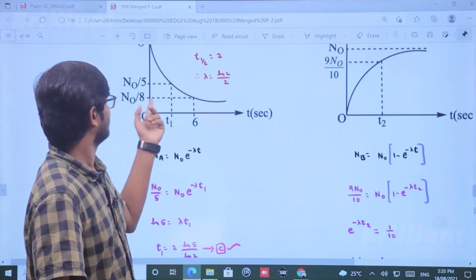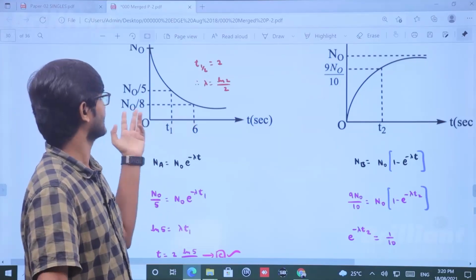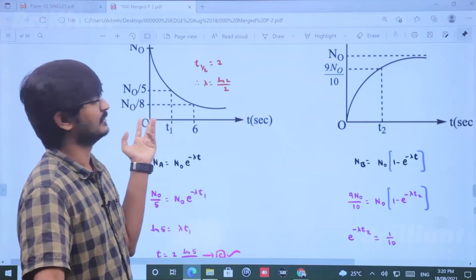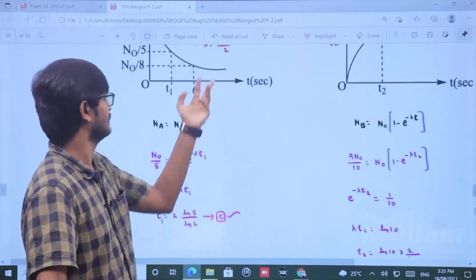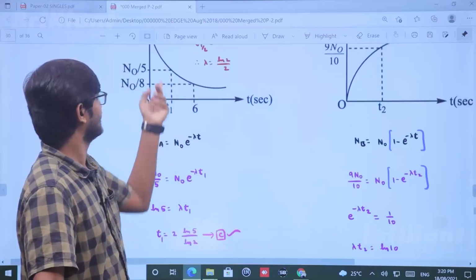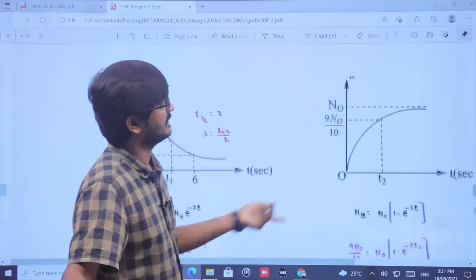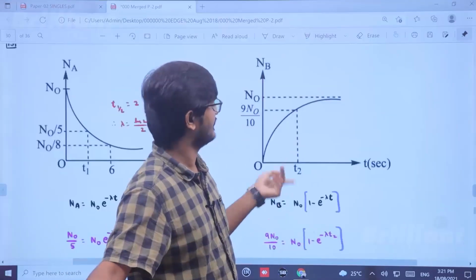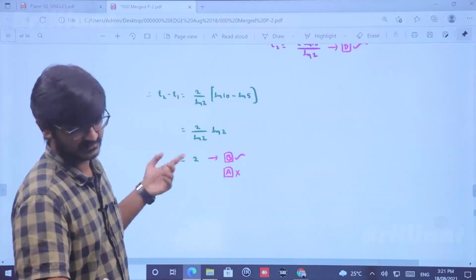Now again they have given that after 6 seconds it is becoming N naught by 8. So you can clearly see it is becoming 1 by 2 cube. So this is 3 times the half-life, so the half-life will be 2 seconds. So lambda will be log 2 by 2. Now you can substitute T1. At T1 it is becoming N naught by 5. So you can substitute, you will be getting T1. Similarly at T2 it is becoming 9 N naught by 10. You can substitute, you will be getting T2. It's only math, you can do it.